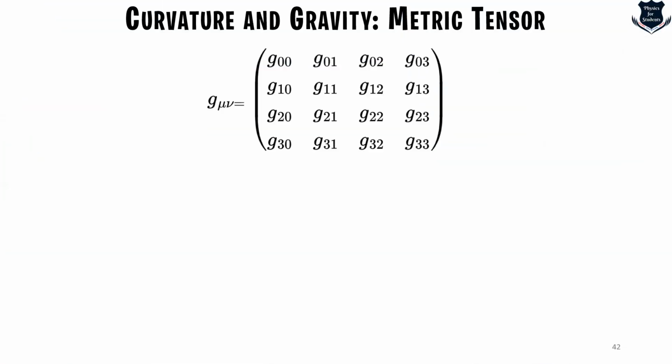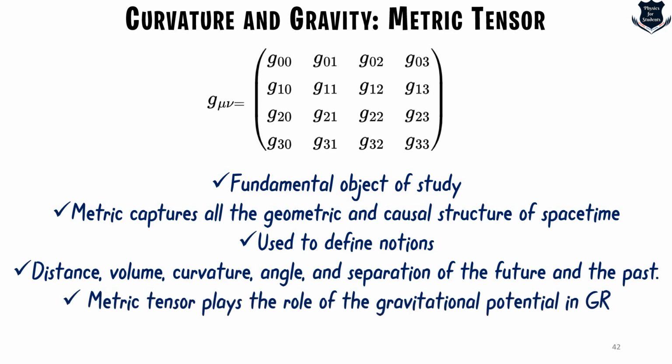So first thing is the metric tensor. Now don't worry, I won't take time to explain each and every component of that, which I have already done in my videos in the General Theory of Relativity playlist on my channel Physics for Students. You can look, but these are the basic ideas. It is a fundamental object. It captures the causal structure of space-time. You can say distance, volume, curvature, angle, and the gravitational potential. Everything is measured in terms of the metric tensor.